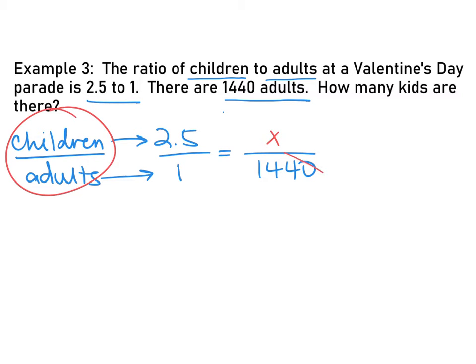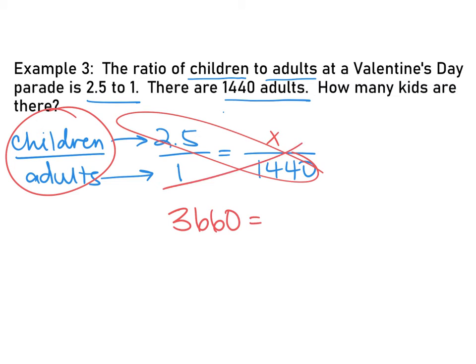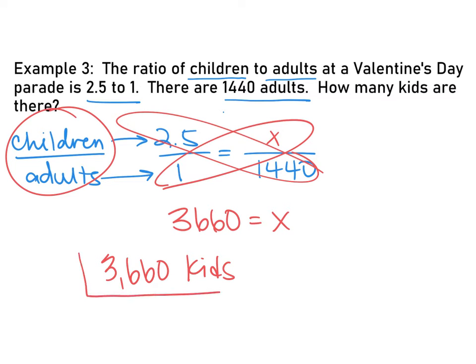So again, let's cross multiply. 2.5 times 1,440 is 3,660, and that's 1 times X, which is just X. So there we go. There were 3,660 kids at this Valentine's Day party. That is a large party.